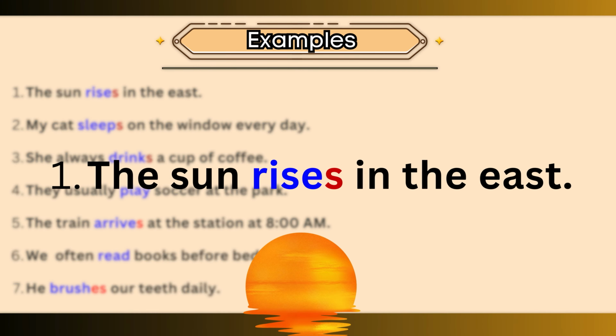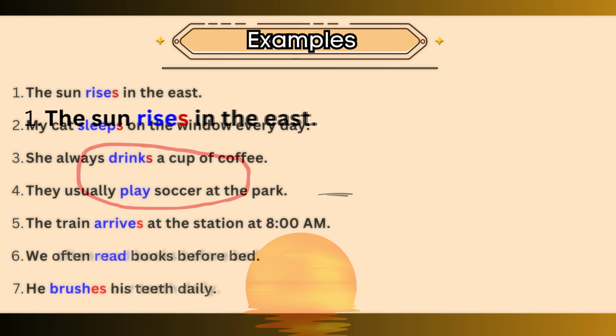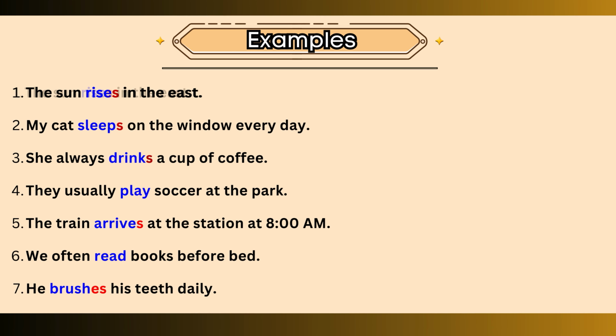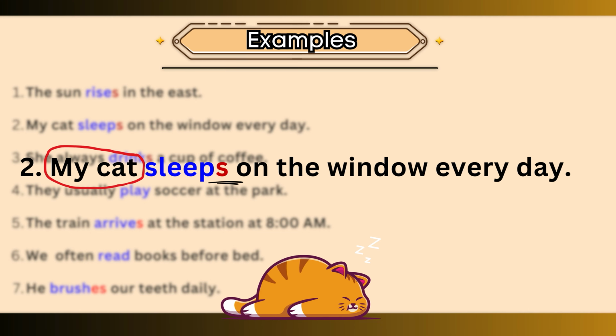First one, the sun rises in the east. It's a fact, so we use the present simple tense, and the sun is singular, so we added s at the end of the verb. Number 2, my cat sleeps on the window every day. We have every day in the sentence, so it's a repeated action. So we will use the present simple. Now let's look at the subject. It's my cat, a singular subject, so we will add s at the end of the verb.